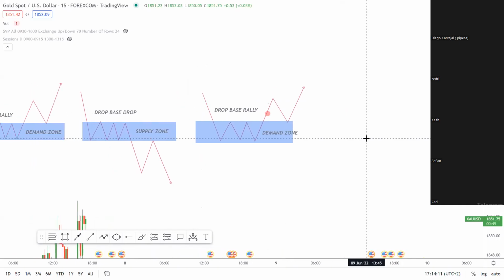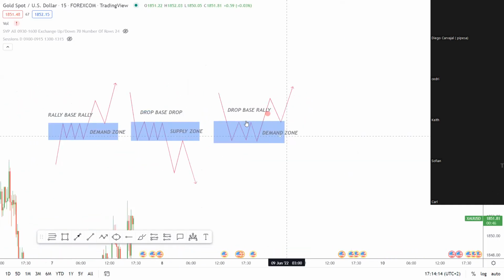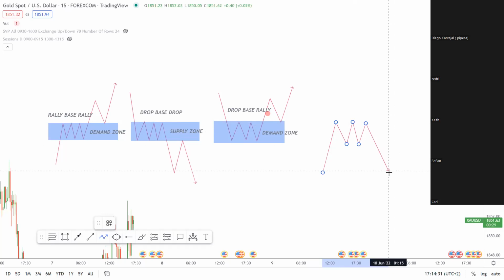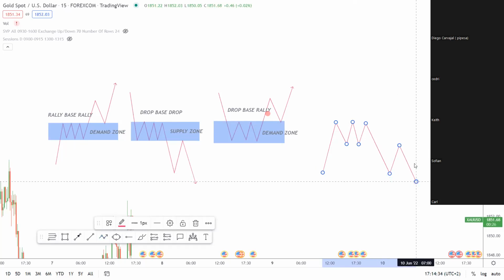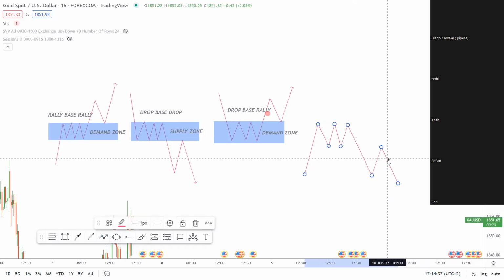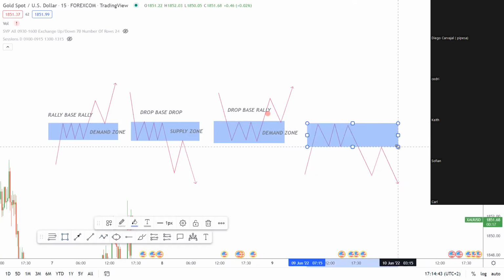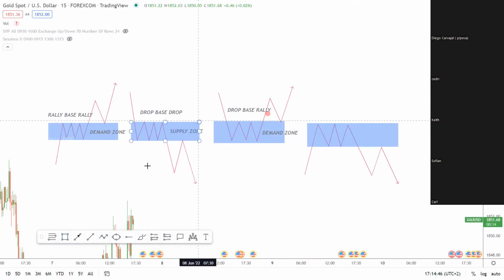Okay, and last but not least would be the last zone formation, which would be a rally, base, and drop. Okay, and now what zone would this be? This is very easy, come on. Supply, exactly. Very, very, very straightforward, okay?